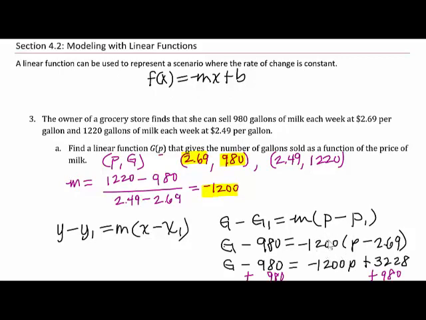After distributing the negative 1200 to the p and the negative 2.69, we get g minus 980 is equal to negative 1200p plus 3,228. Then lastly, isolate g by adding 980 to each side. And we get a function g of p, which is negative 1200p plus 4,208.